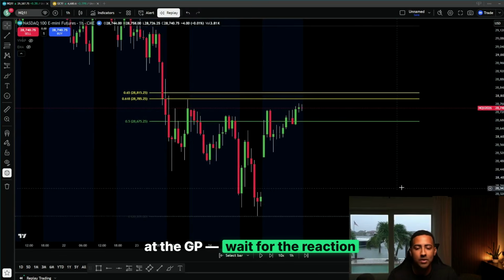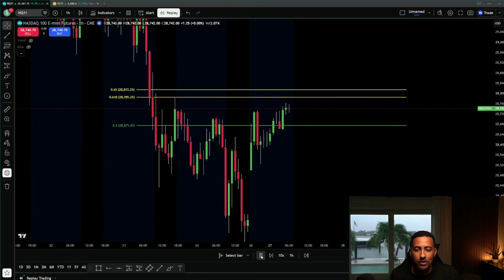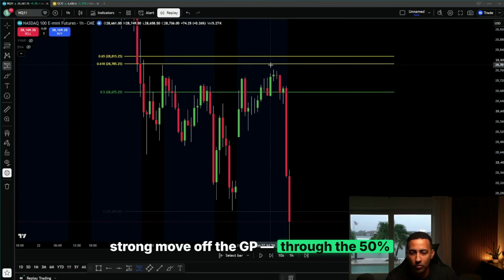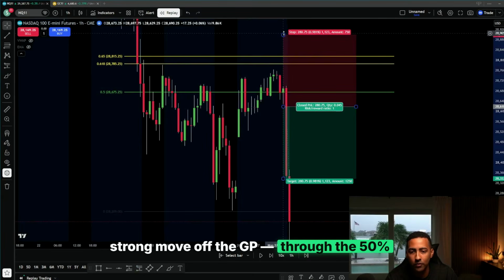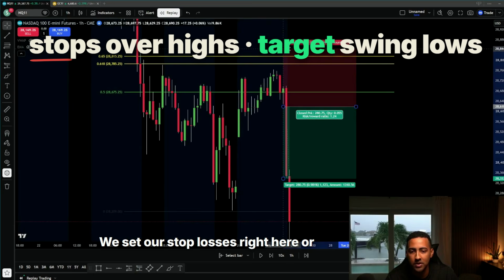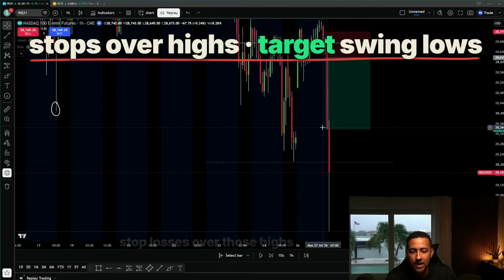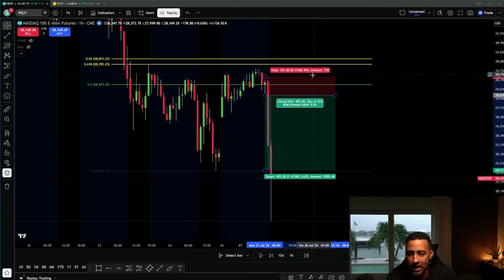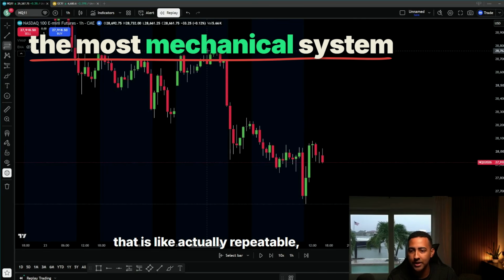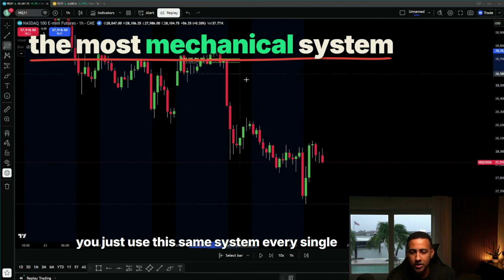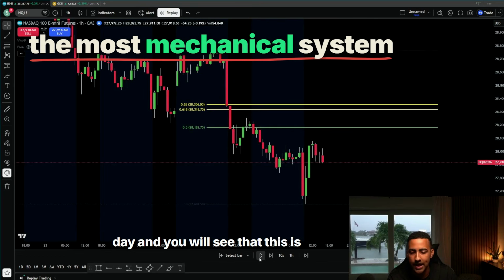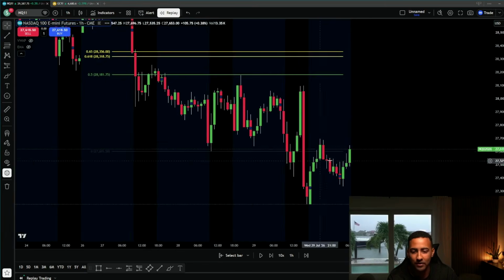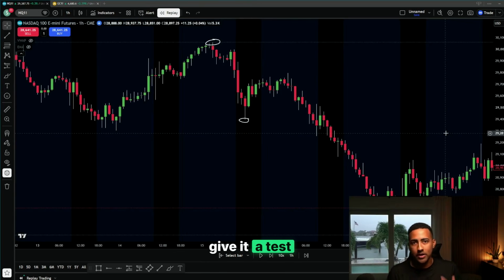Well, we need to wait to see what the reaction looks like at the actual level. Don't just enter off the golden pocket. There you can see we have ourselves a strong move off the golden pocket and a move through the 50%. We set our stop losses right here, over those highs, and we target swing lows. And it is the same exact strategy every single time. Genuinely, if you need a strategy that is actually repeatable, you just use this same system every single day, and you will see that this is probably the most mechanical system in the world. Banks use it. So with that being said, give it a test. Try the strategy out yourself.